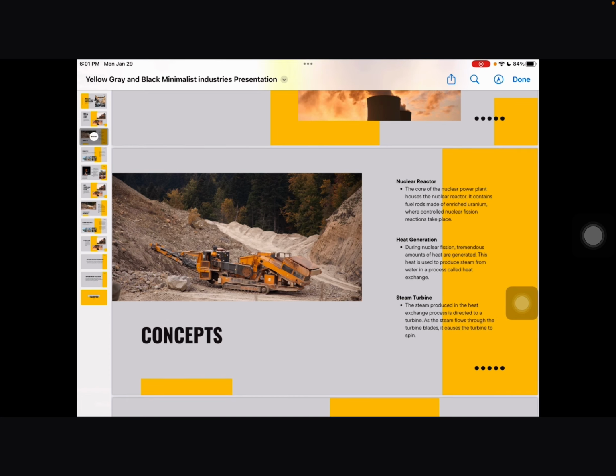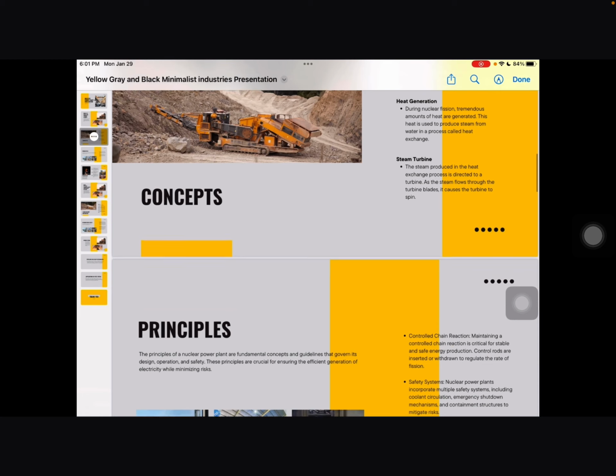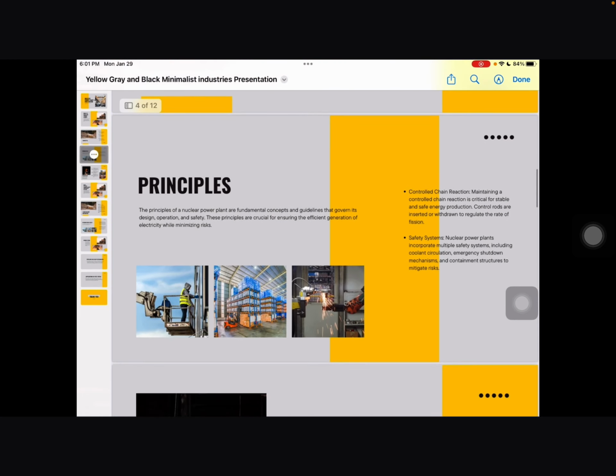The last one is the steam turbine. Steam produced in the heat exchange process is directed to a turbine. As the steam flows through the turbine blades, it causes the turbine to spin. For the principles of nuclear power plant, these are fundamental concepts and guidelines that govern its design, operation, and safety. These principles are crucial for ensuring the efficient generation of electricity while minimizing risk.